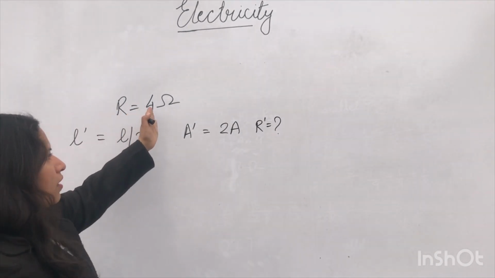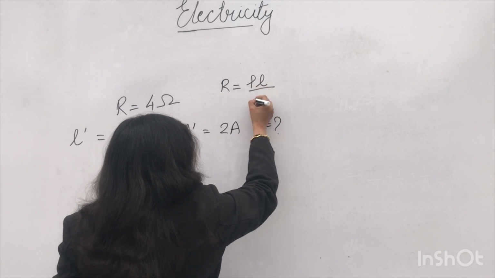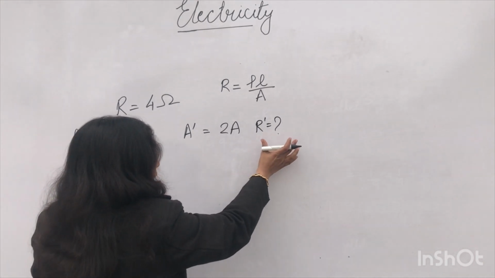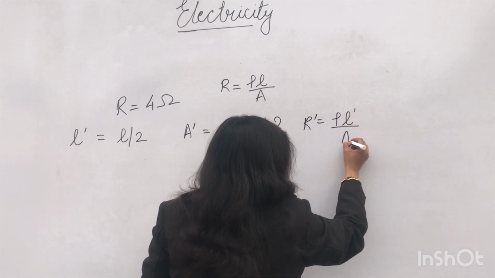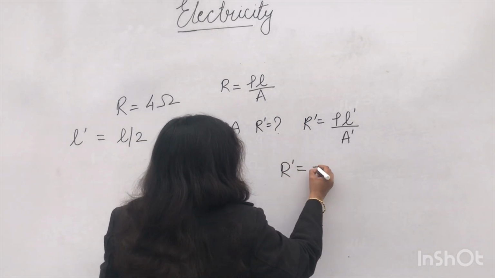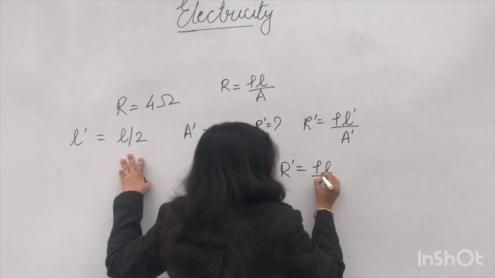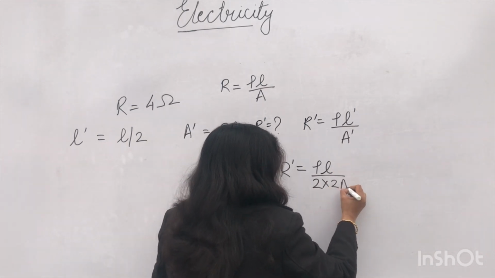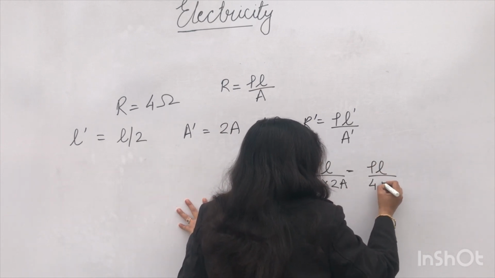So we all know that this R equals 4 is solved by the formula R equals rho L upon A. That is the formula to calculate resistance. Now when we want to calculate this R dash, it equals rho L dash upon A dash. Now we'll just put the values. So we'll get R dash equals rho L dash. What is the value of L dash? That is L upon 2, original length divided by 2. And new area A dash equals 2A. So we get rho L upon 2 times 2A, that is 4A.